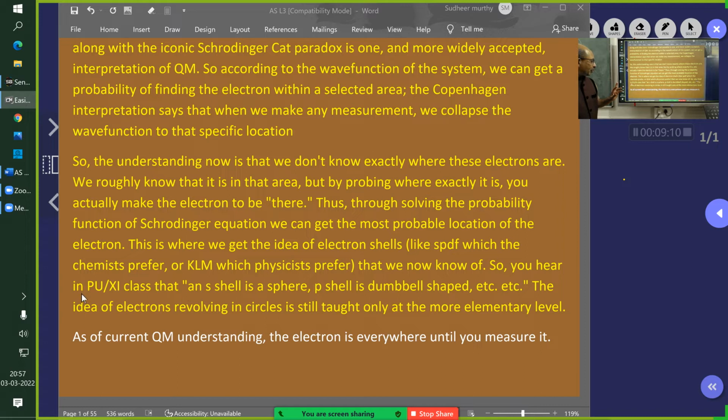So you hear in PU and 11th class that an S shell is a sphere, a P shell is dumbbell shaped, etc. The idea of electrons revolving in circles is still taught only at the more elementary level, that is, in high school. Now you are at the higher secondary level, so you have to understand the atom like this. As per current quantum mechanics understanding, the electron is everywhere until you measure it. These are all golden sentences.